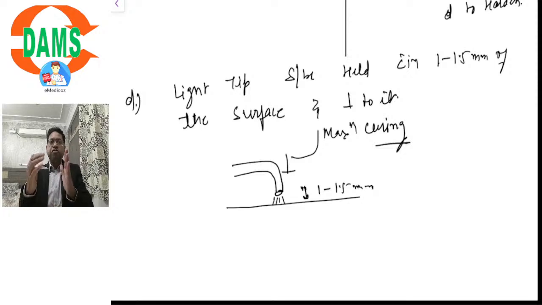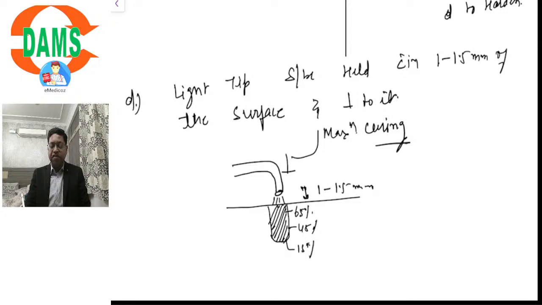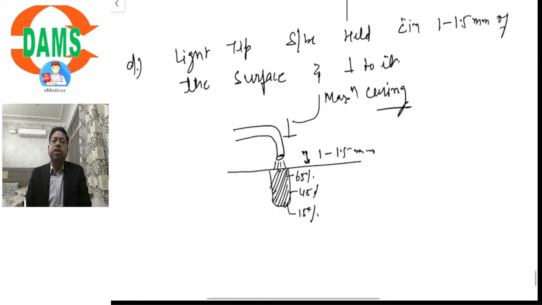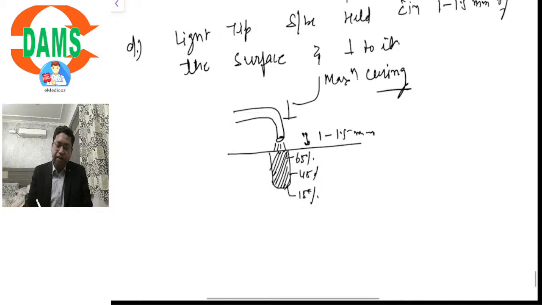So it is always advised to keep the light tip oriented perpendicular to the surface for maximum curing. And this light penetrates and it gives a segment of composite cured like this. Maximum curing is at the surface and the curing decreases as we go down. That's why incremental curing of composites, especially the light cure composites, is done to allow sufficient penetration of light and adequate polymerization from monomer to polymer.